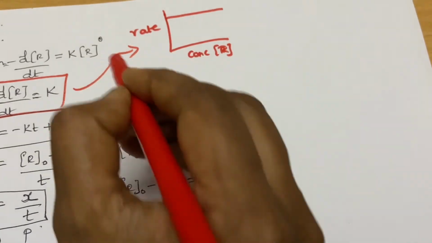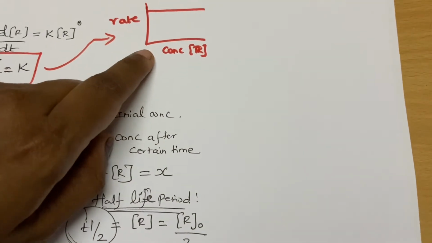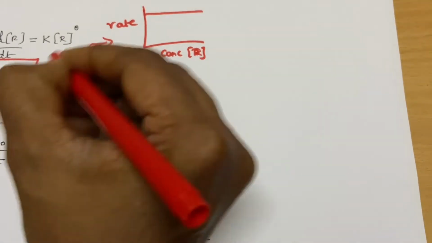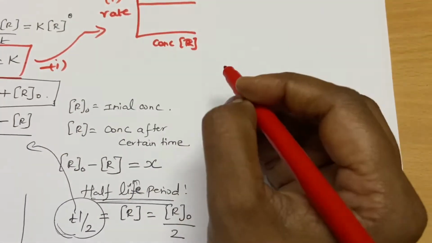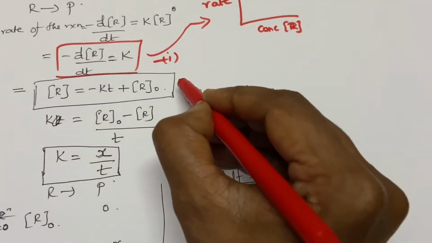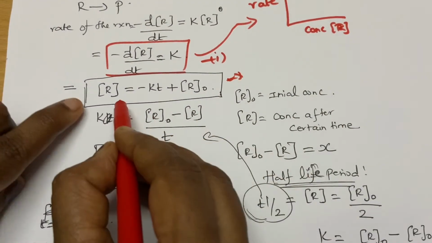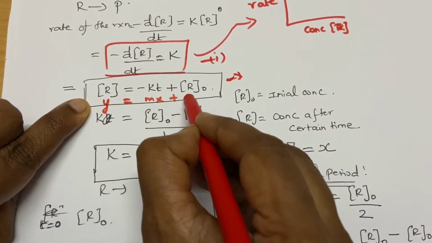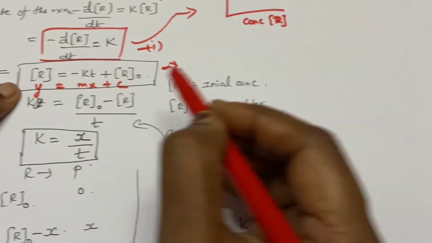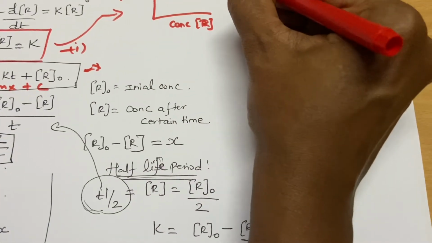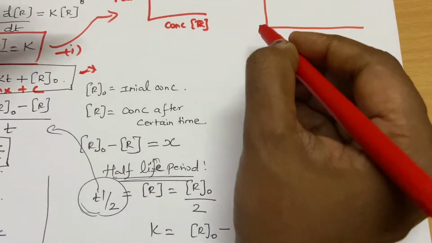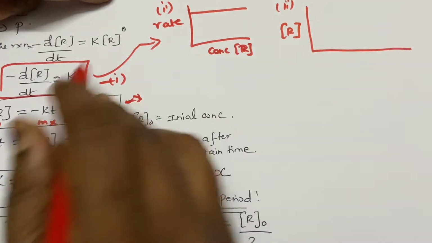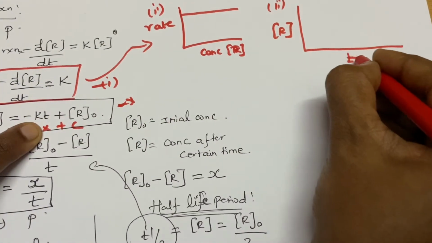If they give you a graph like this and ask you to predict the order of the reaction, this is your first graph, and now the second graph will be from this equation. This equation looks like y is equal to mx plus c, isn't it? So if I plot the second graph, on the y-axis I am going to take the concentration of R, and on the x-axis I am going to take time.